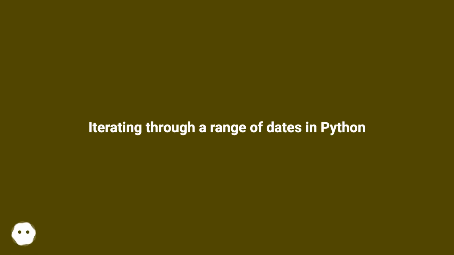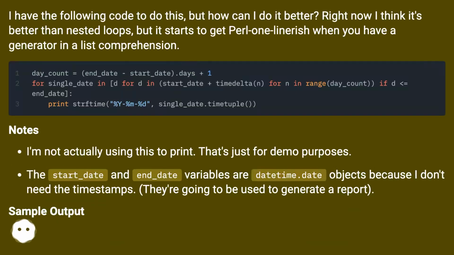Iterating through a range of dates in Python. I have the following code to do this, but how can I do it better? Right now I think it's better than nested loops, but it starts to get Perl one-liner-ish when you have a generator in a list comprehension.